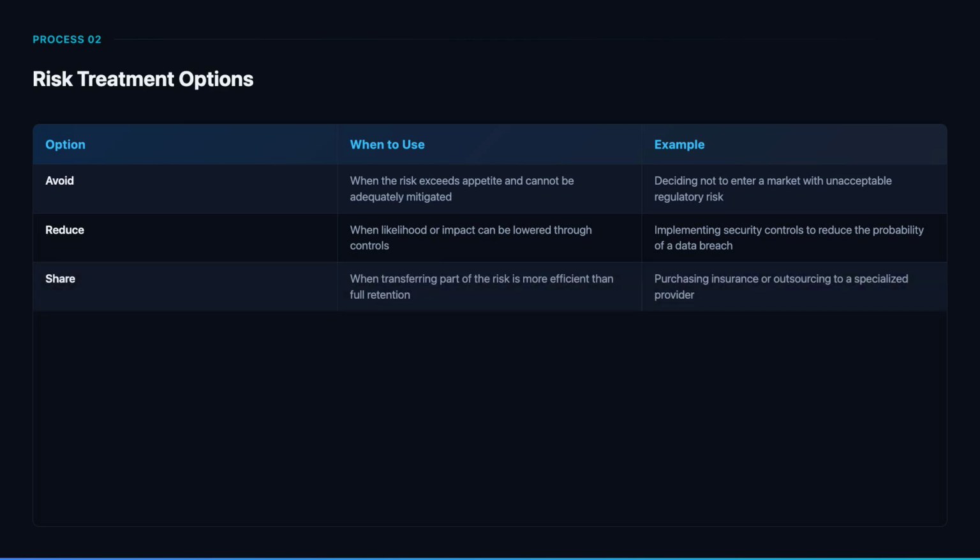Share the risk when transferring part of it is more efficient than full retention. This includes purchasing insurance, entering joint ventures, or outsourcing specific activities to specialized providers who can manage the risk more effectively. Accept the risk when it falls within your risk appetite and the cost of treatment exceeds the potential impact. This must be a conscious, documented decision with clear ownership and monitoring criteria.